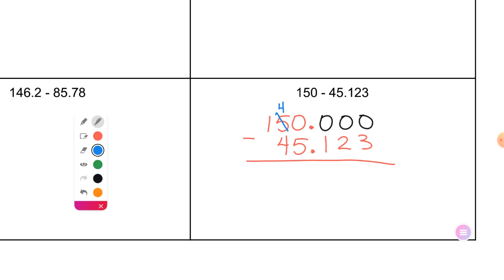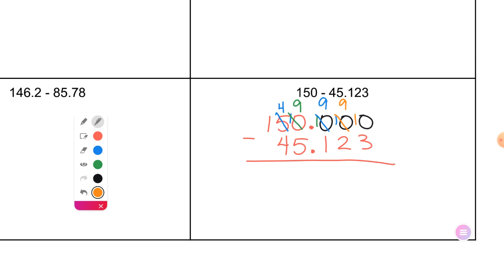When I take away 110, how many ones is that? 10. So now I have 10 ones. But does that solve my problem? No. I have to take away 1. Now I have 9 ones, but that gives me 10 tenths. Does that solve my problem yet? No. Got to keep going through that process. Take 1 away, I have 9, now I have 10. Take 1 away, that has 9, now I have 10.